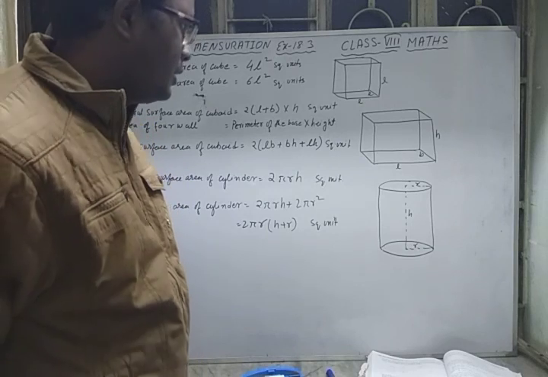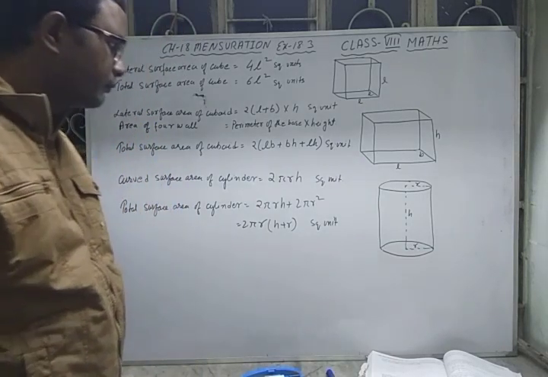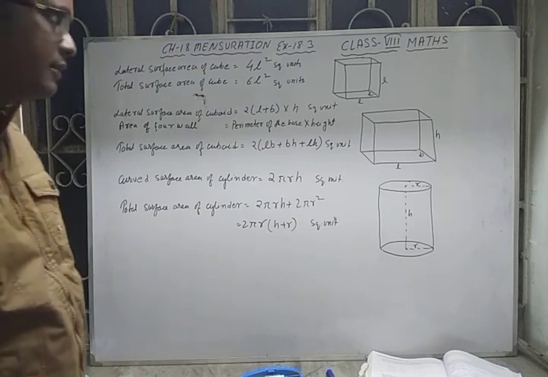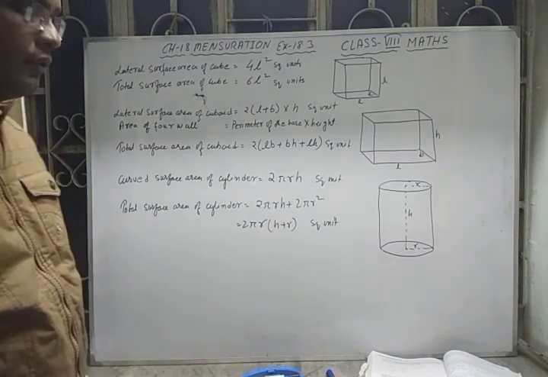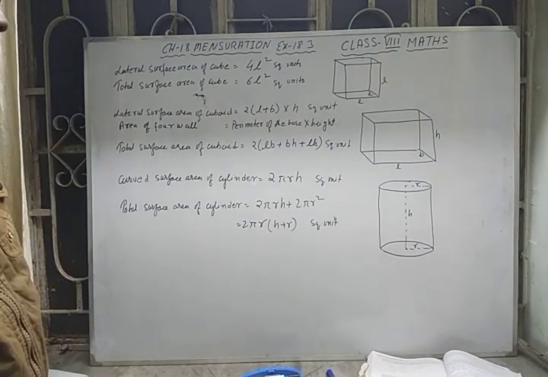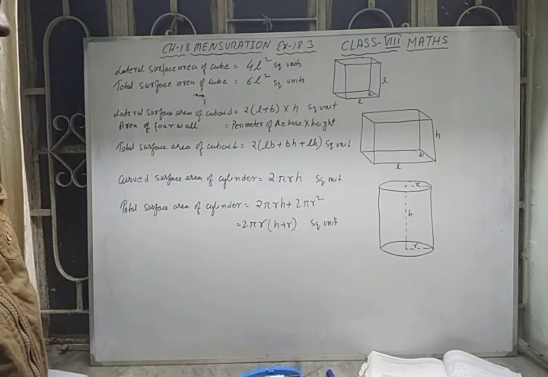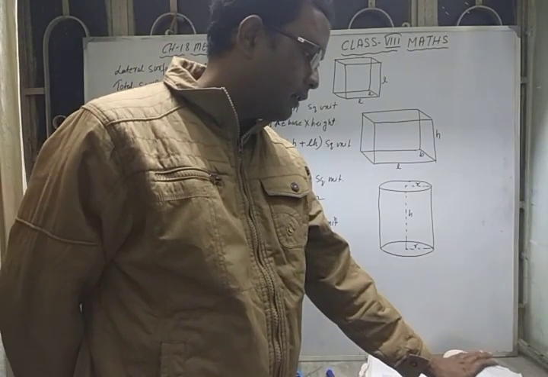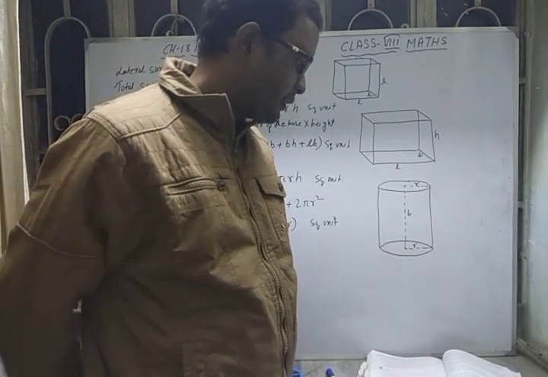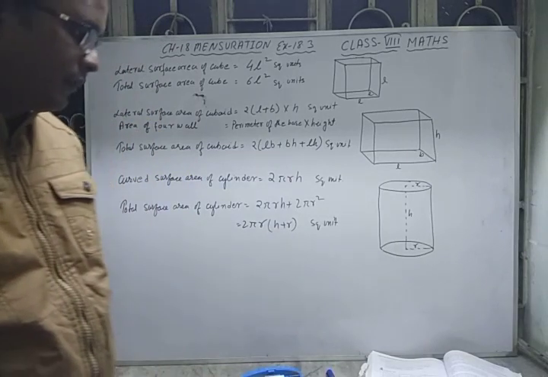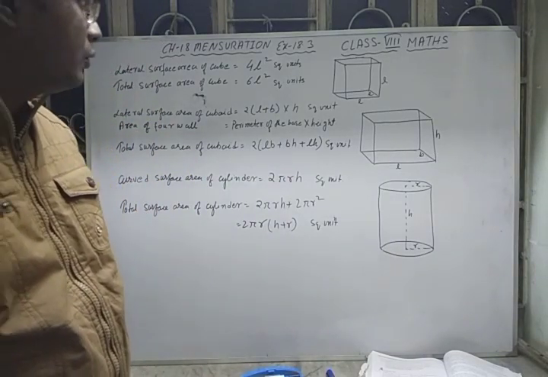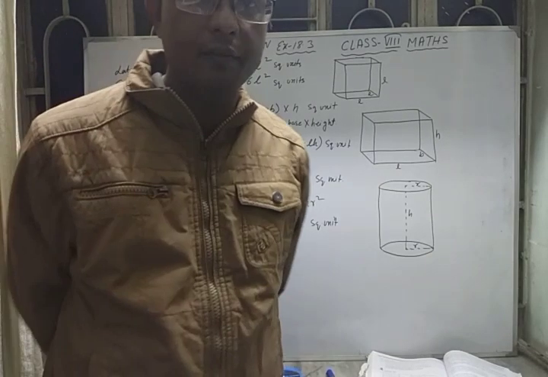So these are the formulas that you have to follow while doing the questions of this exercise number 18.3. Okay students, now I am going to rub this board. Then I will show you a few questions in this video class. I will complete this exercise in 2 video classes. So today I'm going to do a few questions regarding cube, cuboid and cylinder.